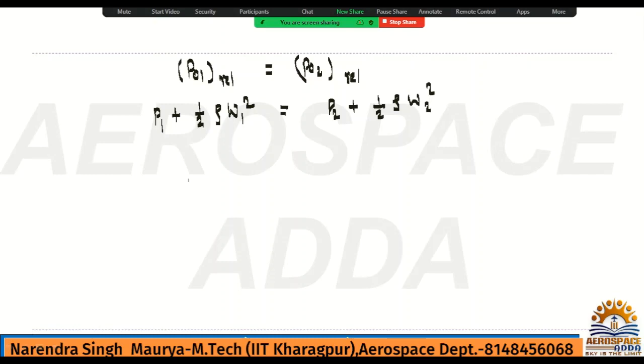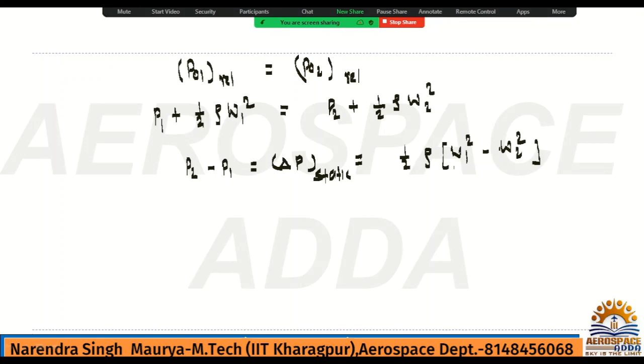Now what will be P2 minus P1? P2 minus P1 will be delta P, and definitely it is the static value, for the rotor, but this change of pressure is static only. So P2 minus P1 is half rho times (W1 squared minus W2 squared).